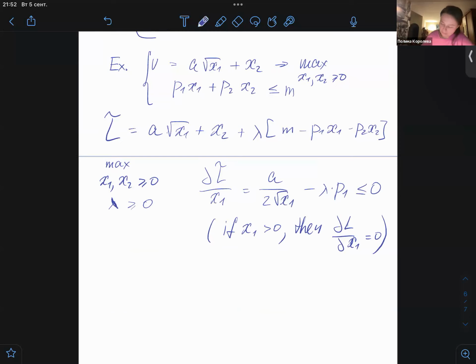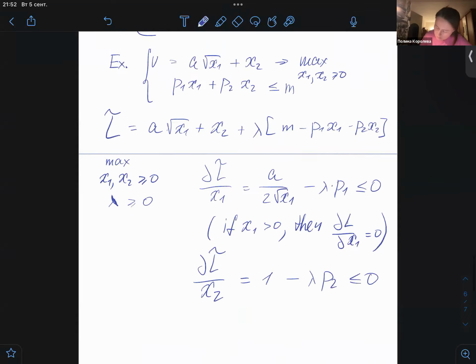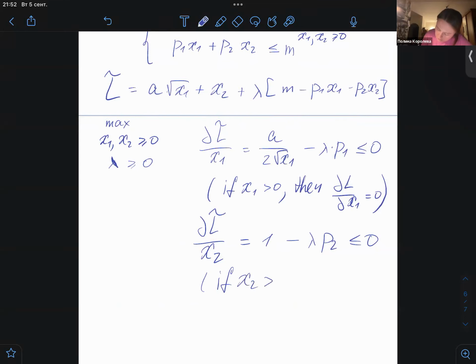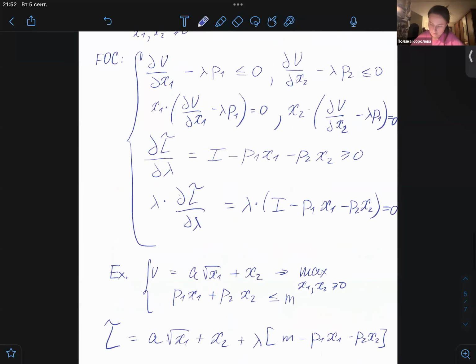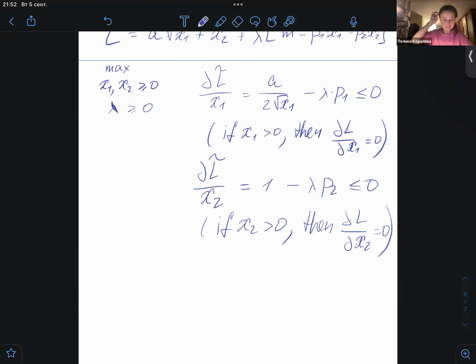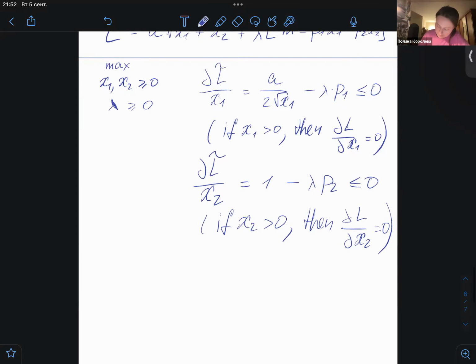Same for x2. So here, easy, 1 minus lambda p2 less or equal than 0. And also we understand that if x2 greater than 0, then the partial derivative should be equal to 0. This is this multiplication. If x2 greater than 0, this bracket should be equal to 0, and vice versa. If x2 equals 0, this bracket can be less or equal than 0. Very good. Next.